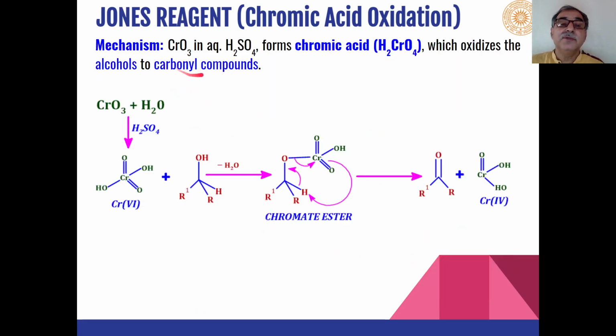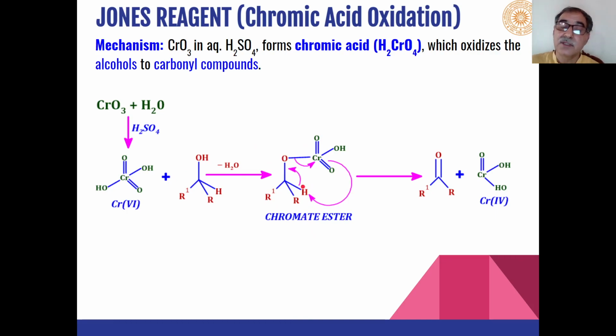The basic mechanism of action for Jones reagent is that, as I have told you, chromic anhydride reacts with sulfuric acid to give H2CrO4, that is, chromic acid is formed as an intermediate. This chromic acid reacts with the alcohol, with the removal of OH from chromic acid and H from the alcohol, to form this type of chromate ester.